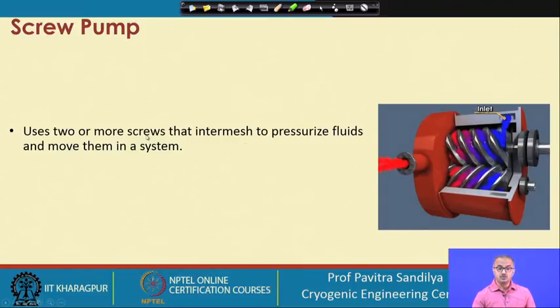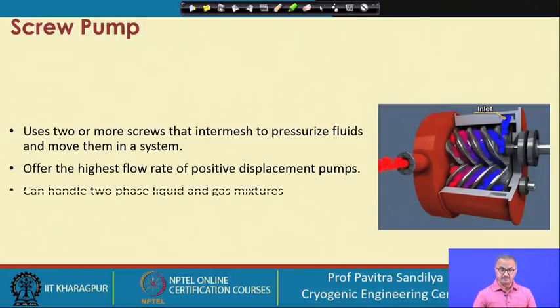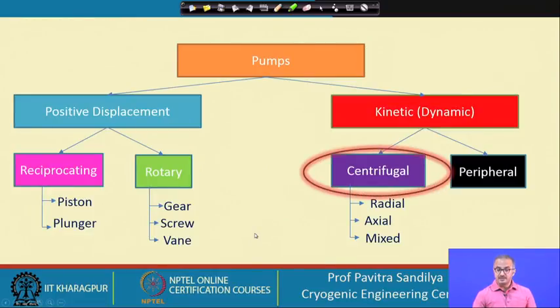So it is using two or more screws that intermesh to pressurize the liquid, and they move it out of the system and offer the highest flow rate among all the positive displacement pumps. Because of the intermeshing of the screws, we are able to generate high pressure, and it can handle two-phase vapor liquid mixtures. Next we come to the kinetic pumps, and under this we come to the centrifugal pumps.